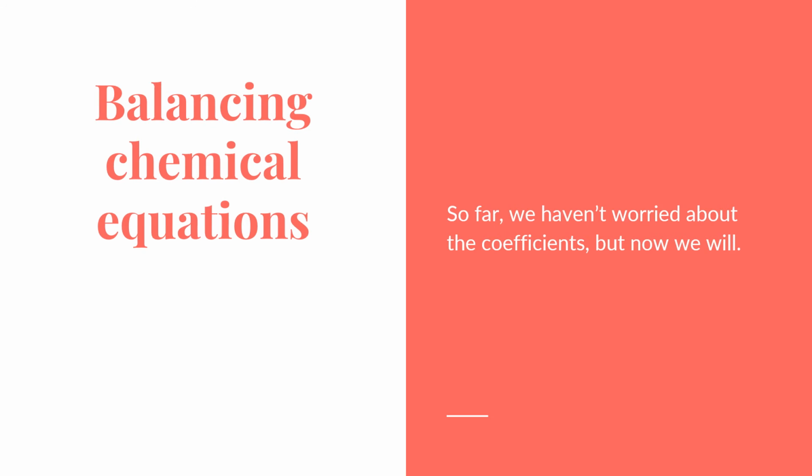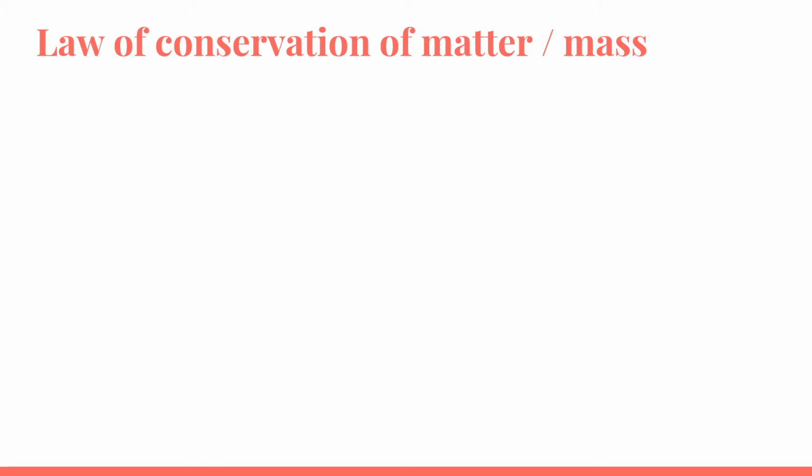So we just talked about what a chemical reaction looks like, or what a chemical equation looks like, the little parts of them. Now let's move on to balancing chemical equations. How do we manipulate the coefficients of a chemical reaction to make sure that there's conservation of mass? So let's talk about the law of conservation of mass.